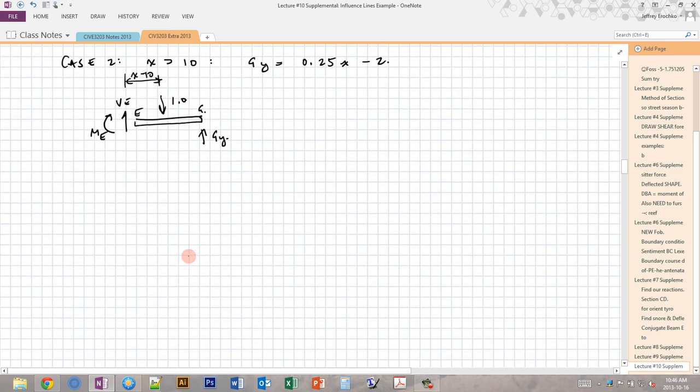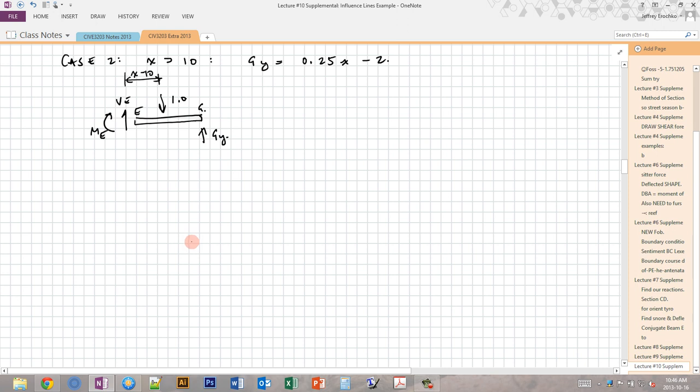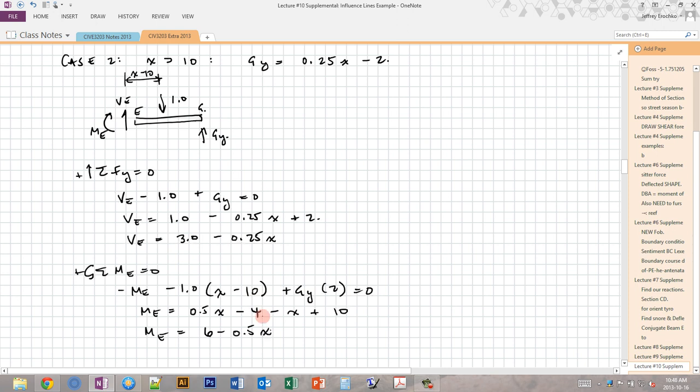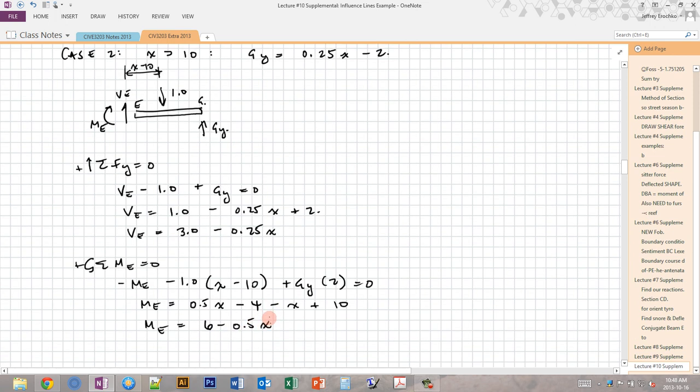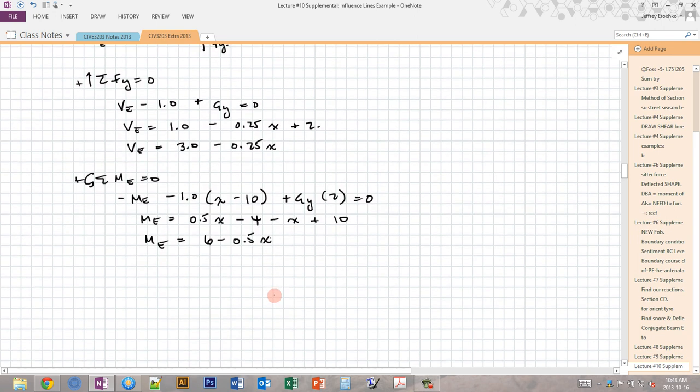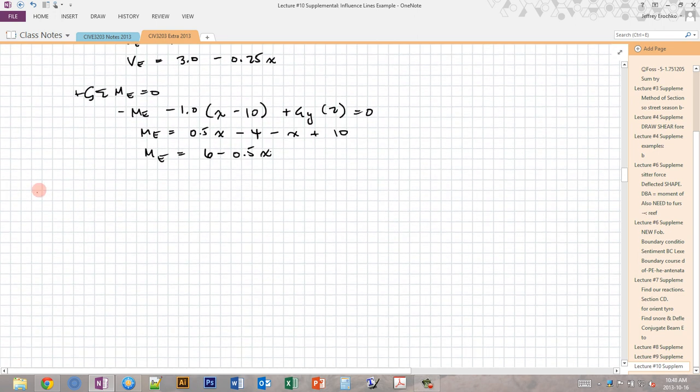So I'm going to do the sum of Fy and the sum of moments about E to find the shear and the moment again. And I get VE is 3.0 minus 0.25x, and ME is equal to 6 minus 0.5x. So now I know my shear and my moment at all points x, so I can draw my influence diagrams. So this is for VE, in kilonewtons per kilonewton. Okay, so it's A, B, C, D, E, G.